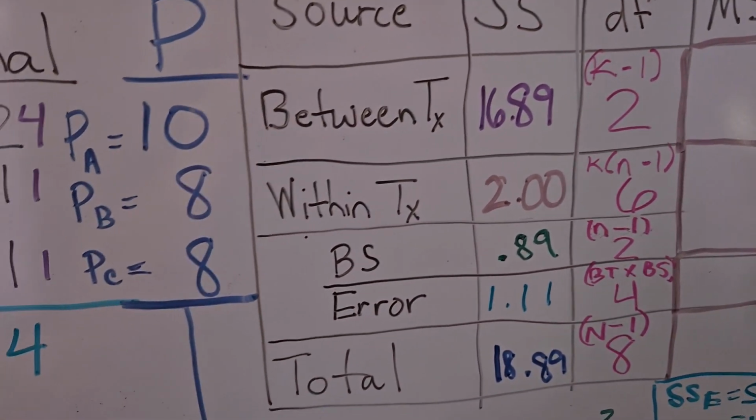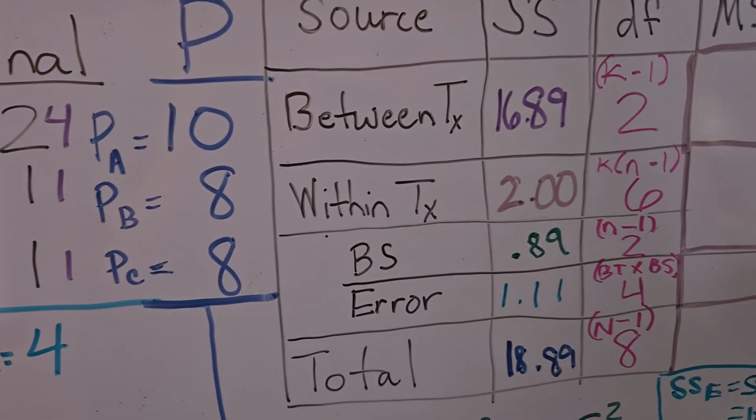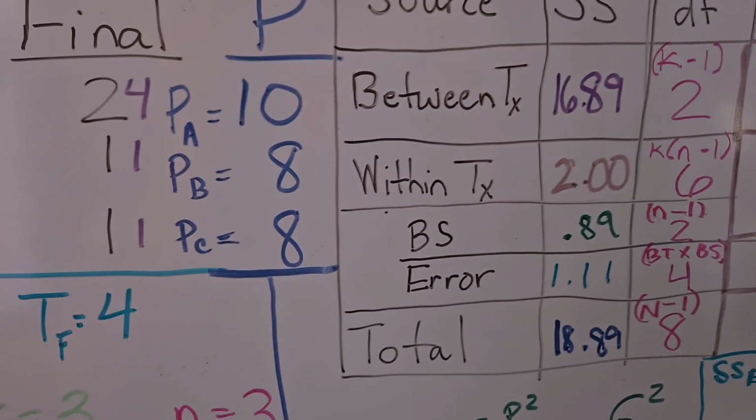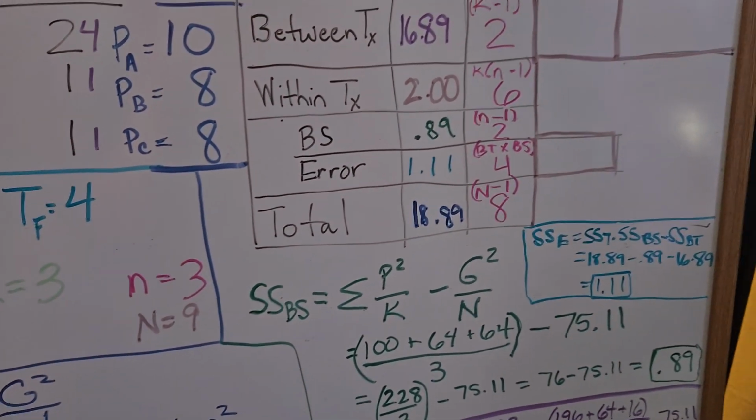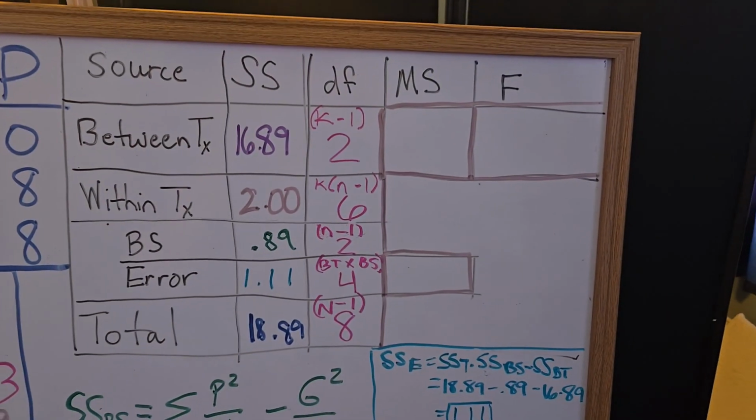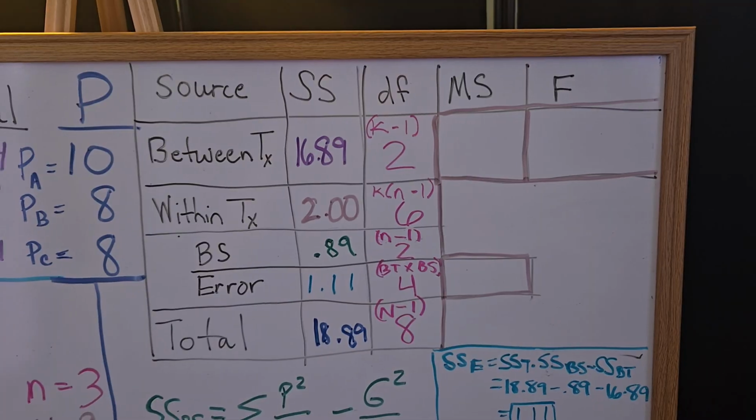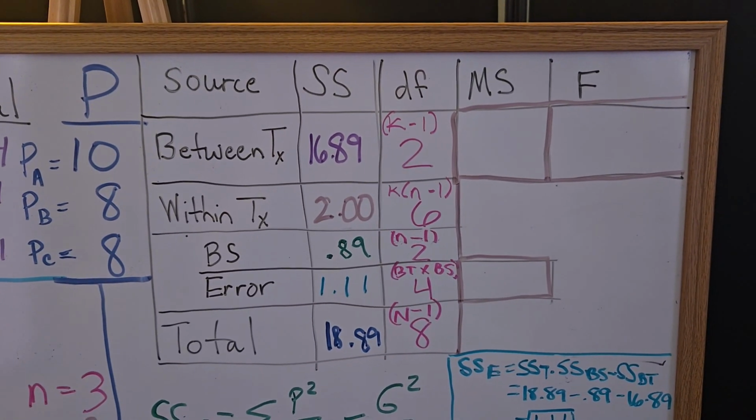By the way, I am rounding to 2 decimal places. That's how we do it in my class. If you're watching this and you're in another situation, not in my class, I can't guarantee you that the rounding will work for you. All right, so now we are almost ready for an F ratio.